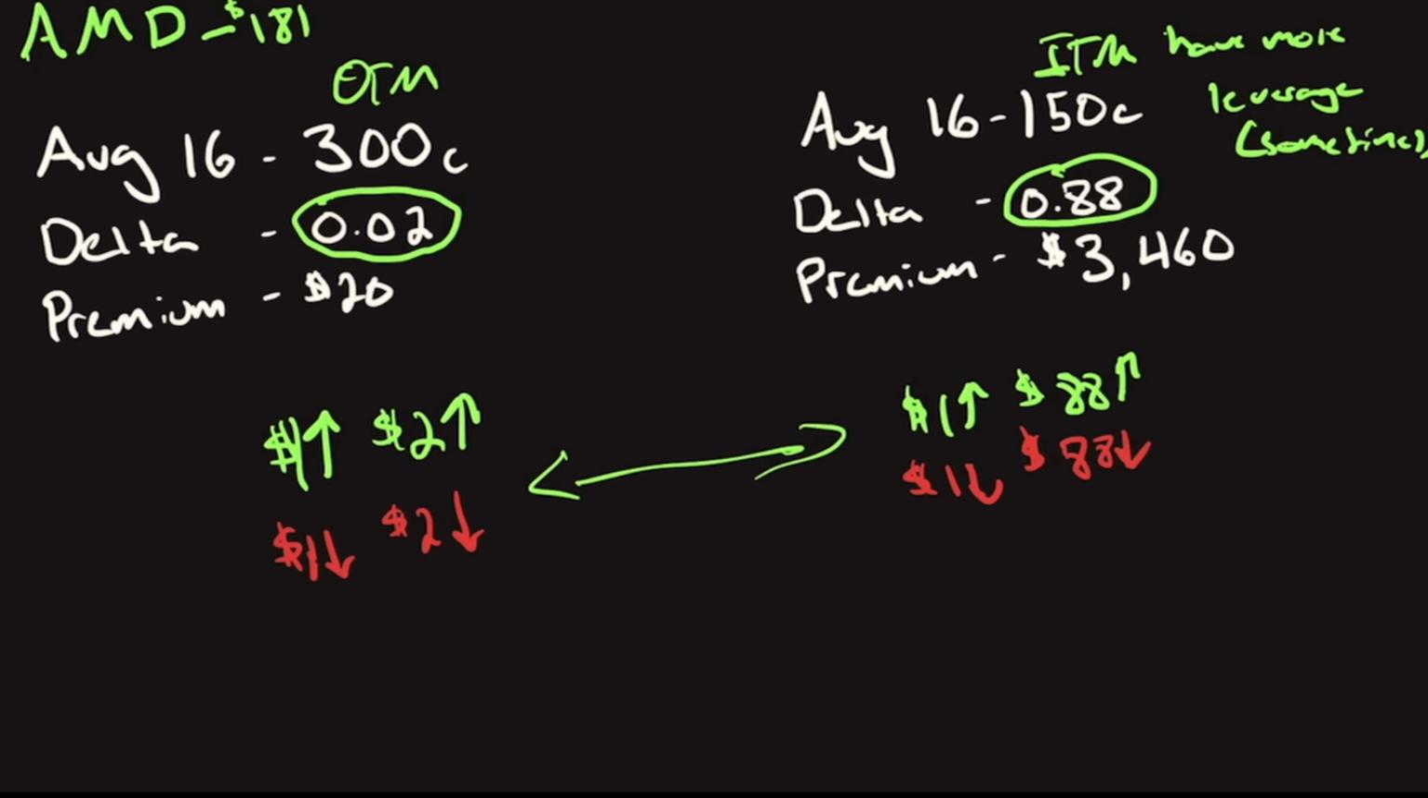Well, because this premium is really expensive. This premium is not so expensive. This out of the money option right here costs $20. This one costs $3,460. Why is this one so expensive? Well, it's because of the fact that it's deep in the money. It's going to have a lot of intrinsic value. Intrinsic value is whatever you can exercise it for.